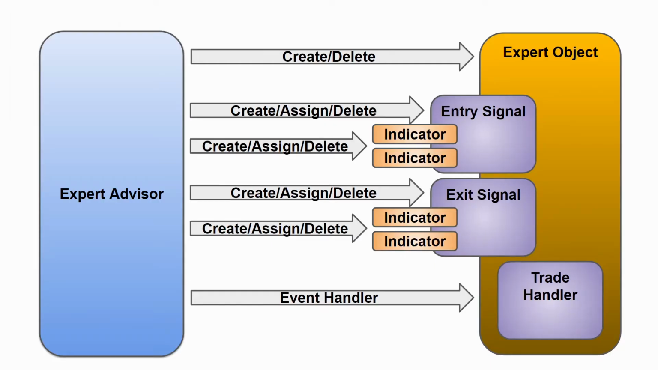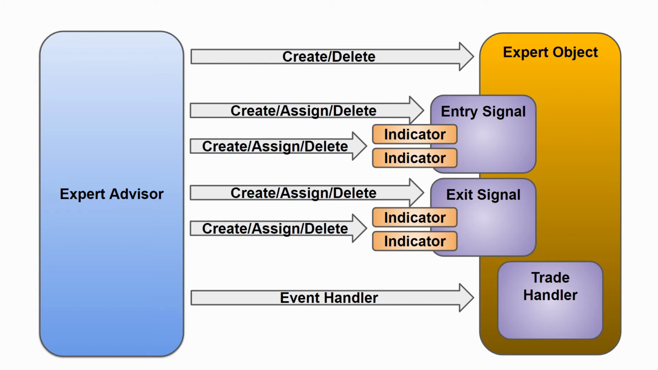This is the basic structure of the framework. We have an expert advisor template, which is responsible then for creating an instance of our expert object. And the expert advisor will then also create a signal object, an entry and exit signal object, and assign those to the expert object. And the expert advisor is also responsible for creating one or more indicator objects and assigning those to the entry and exit signal objects. Then the expert object includes a trade handler object, and the expert advisor template will then pass the events such as on tick to the expert object, which does all of the work for processing the expert.